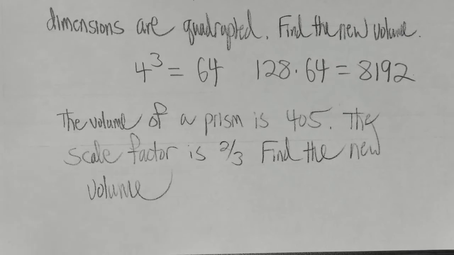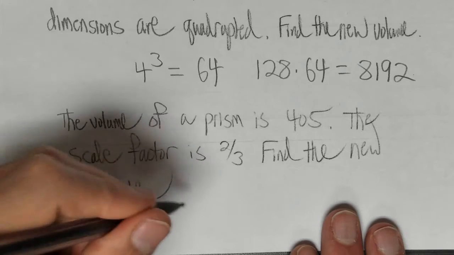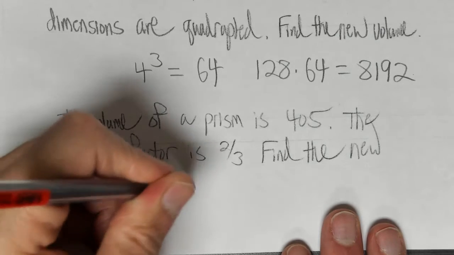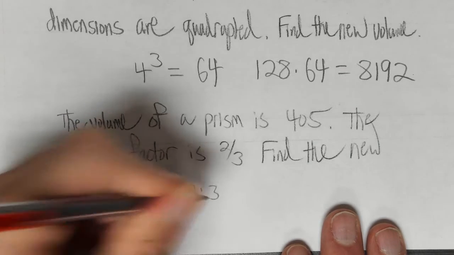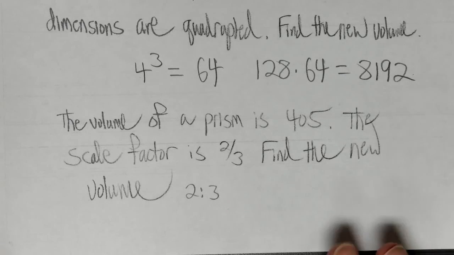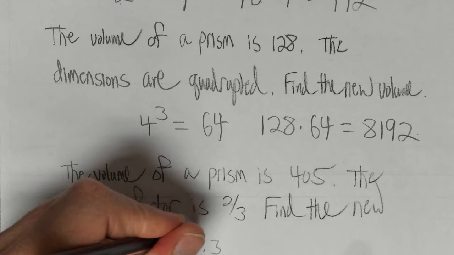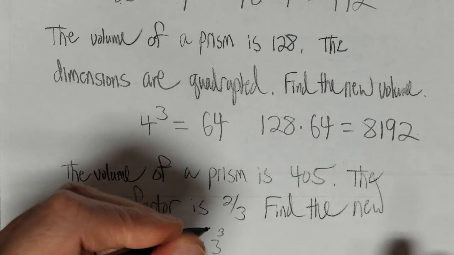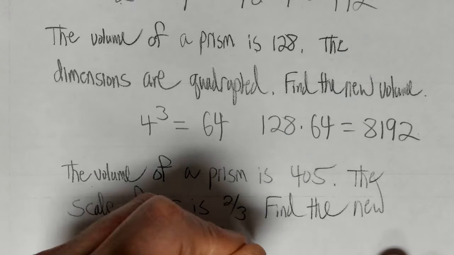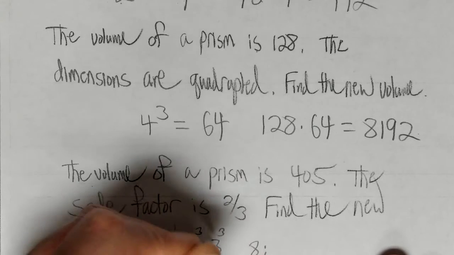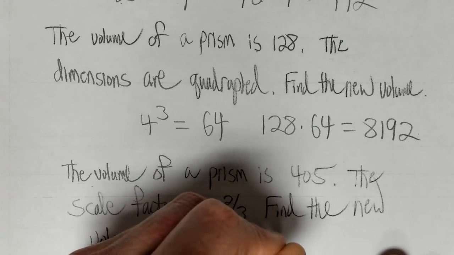What about this one? The volume of a prism is 405. The scale factor is 2/3. So find the new volume. All right, so the scale factor is 2/3. So we'll start by looking at 2 to 3. There's my scale factor. What are we dealing with again? Volume. So I need to raise that up to the third power. So 3 here, 3 here. So that's going to make my ratio of my volumes 8 to 27, right?